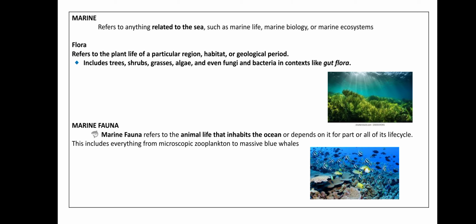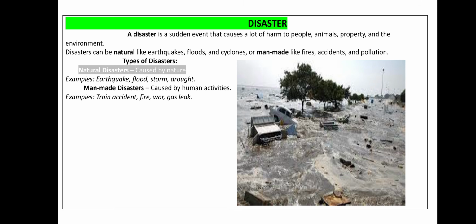But what about marine fauna? Marine fauna means animal life that inhabits the ocean, यानी कि ऐसी एनिमल लाइफ जो ओशियन से जुड़ी हुई हो या ओशियन में रहती हो, चाहे जुड़ी हुई हो चाहे उसकी पूरी की पूरी लाइफ साइकिल ओशियन पर डिपेंड हो। That is known as marine fauna. What does it include? It includes everything from microscopic zooplankton to massive blue whales. यानी कि blue whale is an example of marine fauna because it spends its whole life in the ocean.